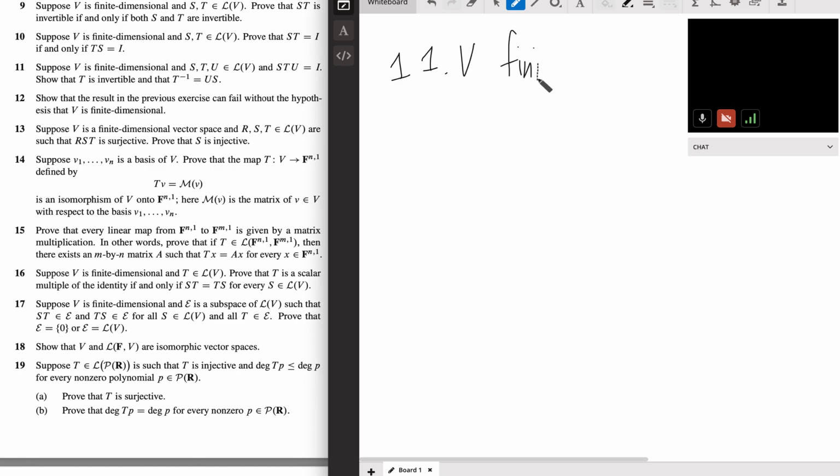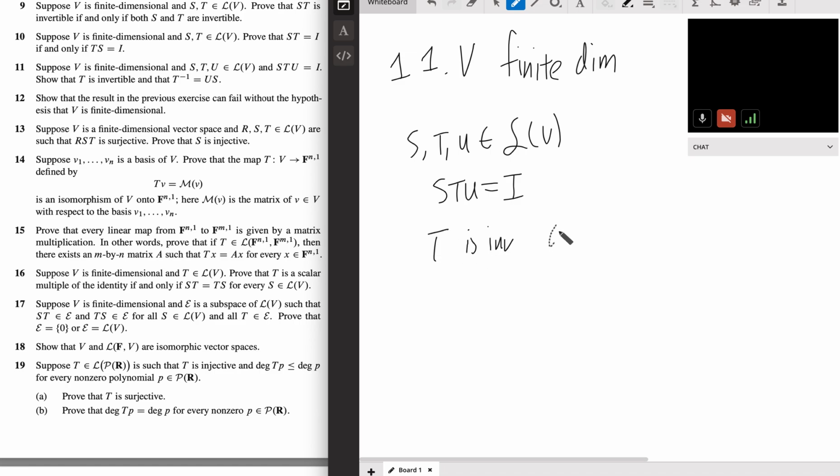Suppose V is finite dimensional, and suppose S, T, U are all inside the linear maps, or the operators of V, and then STU composes to I. Show that T is invertible and the inverse is U composed with S. Right? Let's see this problem.